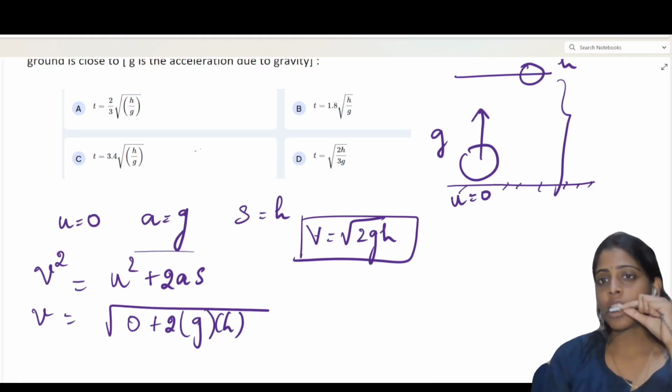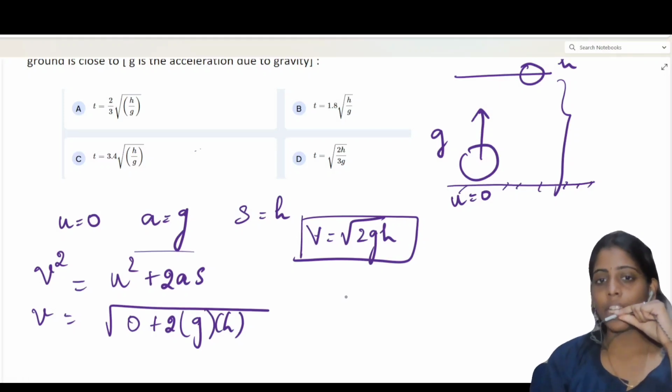Since at height h the packet is released, the initial velocity of the packet is going to be the same as the final velocity of the helicopter at height h, right? The velocity will be transferred to the packet. So the initial velocity of the packet is going to be root 2gh.